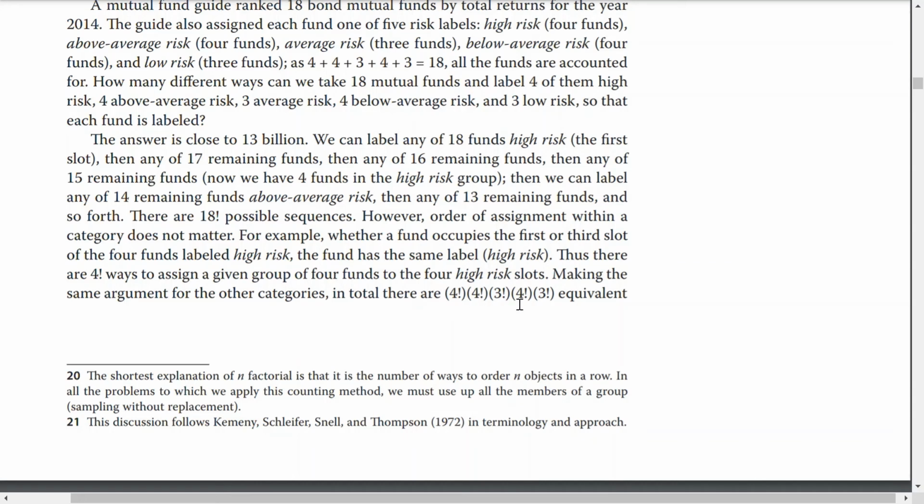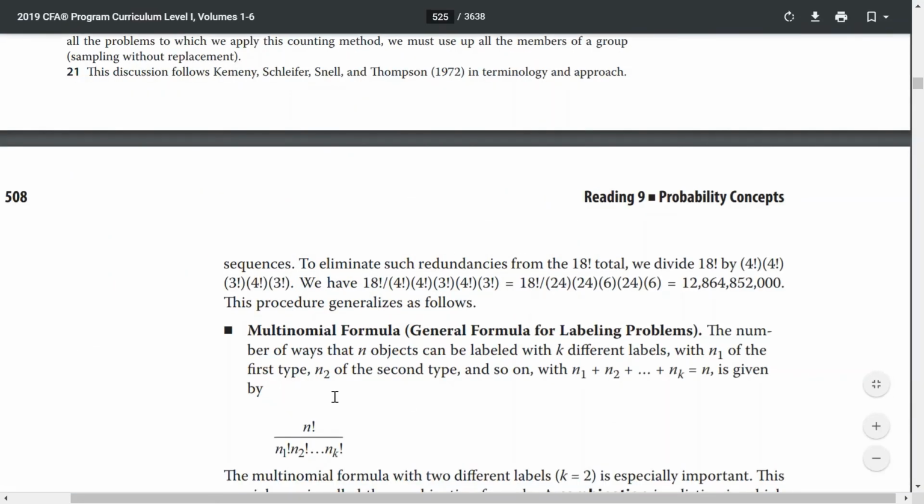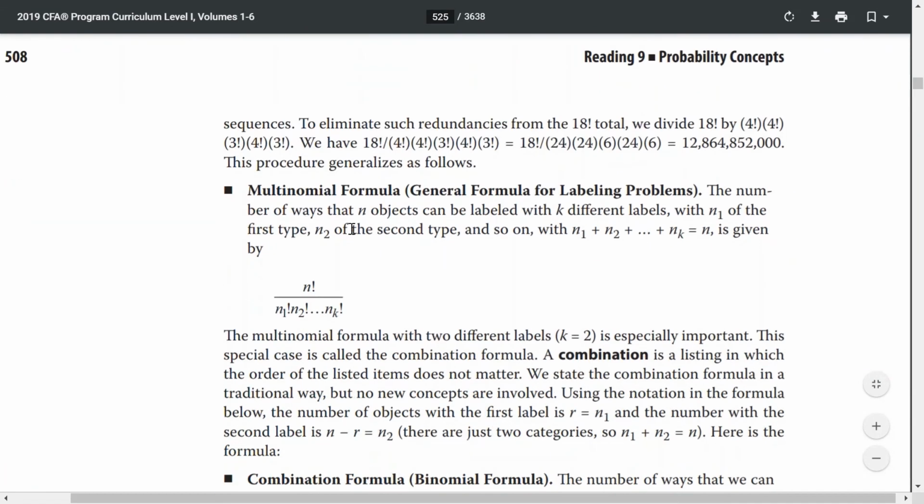The answer is close to 13 billion. We can label any of the 18 funds high risk in the first slot, and any of the 17 remaining funds in the second. However, order of assignment within a category does not matter. For example, whether a fund occupies the first or third slot of the 4 funds labeled high risk, the fund has the same label of high risk. Thus, there are 4 factorial. Making the same argument for the other categories, the total is the same regardless of how it is organized.